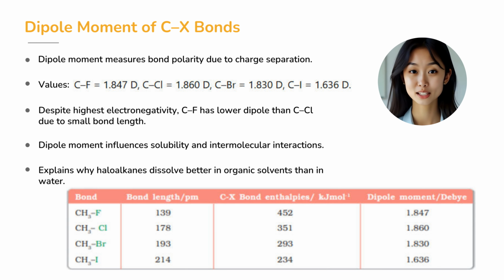Now comes a fascinating twist. You might think that the carbon-fluorine bond, being the most polar, would have the highest dipole moment. But the actual values tell a different story. The dipole moment of the carbon-fluorine bond is 1.847 D. The carbon-chlorine bond is slightly higher at 1.860 D. The carbon-bromine bond is 1.830 and the carbon-iodine bond drops to 1.636.